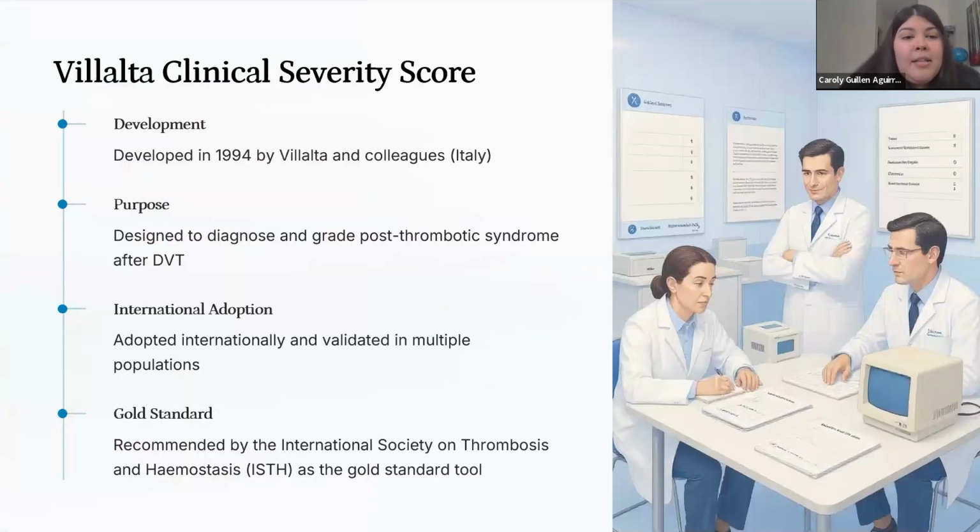The Villalta clinical severity score, which is actually the gold standard, was developed in 1994 by Villalta and colleagues in Italy. It was designed to diagnose and grade post-thrombotic syndrome after DVT. It was adopted internationally and validated in multiple populations. And as I mentioned, it is recommended by the International Society of Thrombosis and Hemostasis as the gold standard tool.